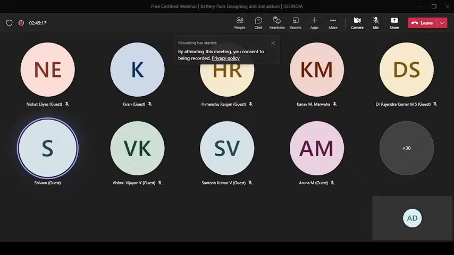EVs are actually generating more carbon print. That is only the way that I have already explained.